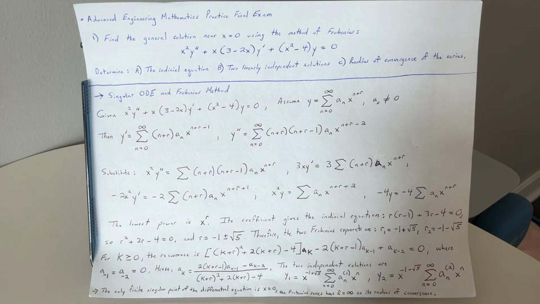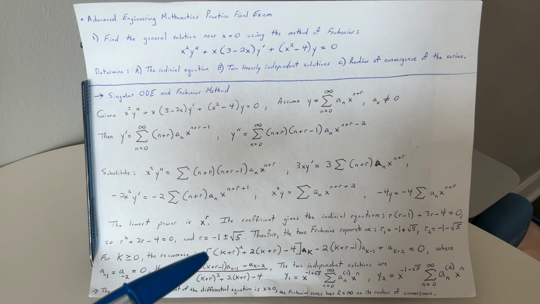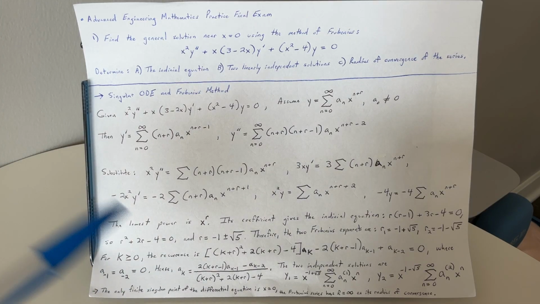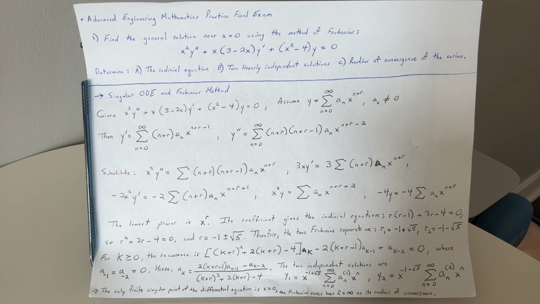And for k greater than or equal to 0, the recurrence is going to be this: bracket, quantity k plus r squared plus 2 times quantity k plus r minus 4, close bracket, a sub k, minus 2 times quantity k plus r minus 1, a sub k minus 1, plus a sub k minus 2 equals 0, where we have a sub negative 1 equals a sub negative 2 equals 0, and hence a sub k is going to equal the following: 2 times quantity k plus r minus 1, a sub k minus 1, minus a sub k minus 2, over the quantity k plus r squared plus 2 times the quantity k plus r minus 4.